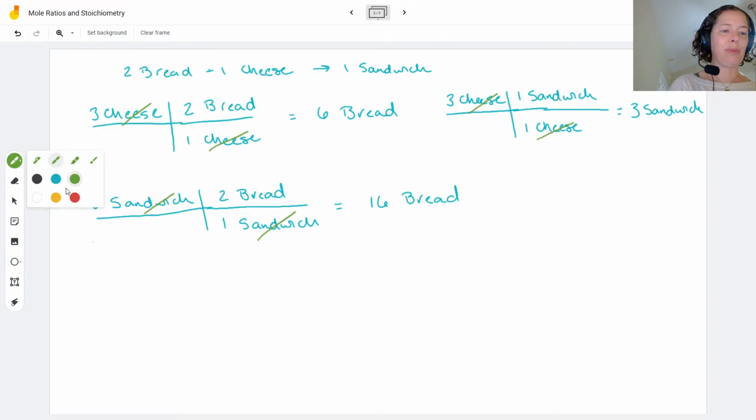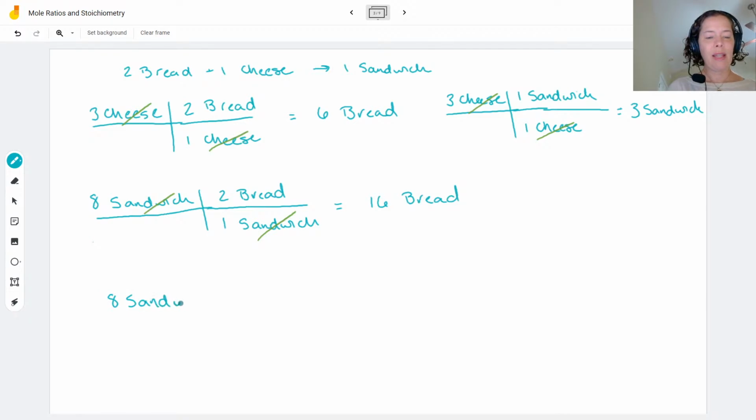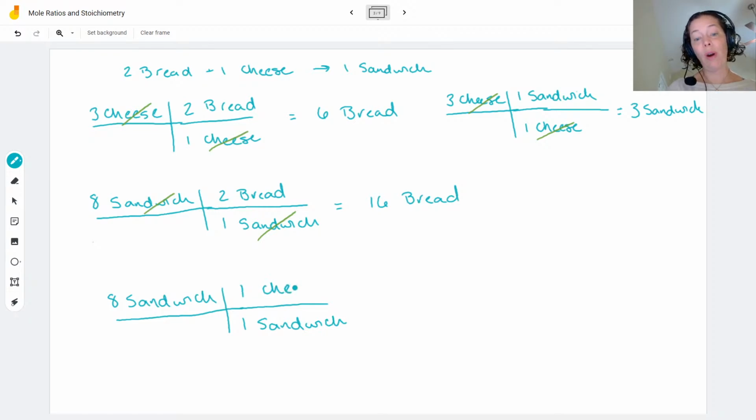Okay, that was bread. Let's also predict cheese. So this time I'm going to take my 8 sandwiches, and I want to know how much cheese I need. So this is a different mole ratio, of course, because I'm comparing sandwich to cheese. This is a 1-to-1 mole ratio. But still, sandwich cancels. I'm left with cheese. And of course, I need 8 slices of cheese for this.